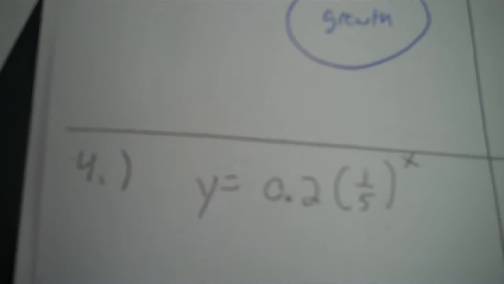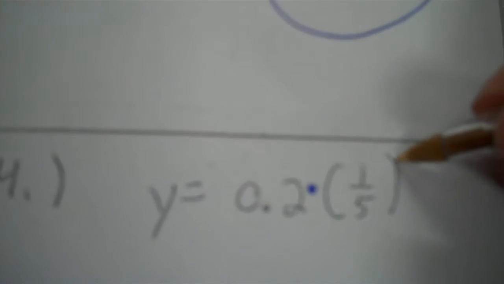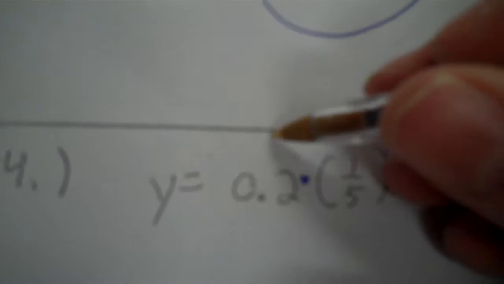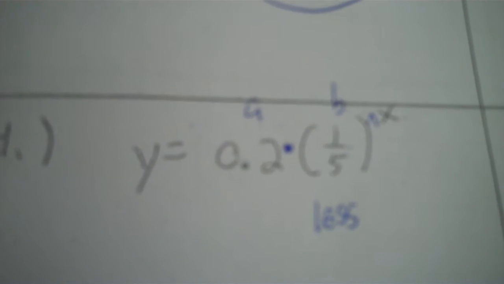Okay, then we have y equals 0.2 times the base 1/5 to the x power. Again, 1/5 is less than 1 whole. Fraction with the numerator smaller, the top smaller, that's less than 1. So that is decay.